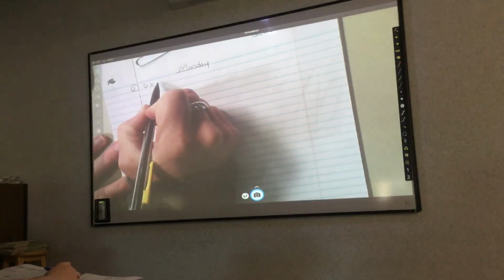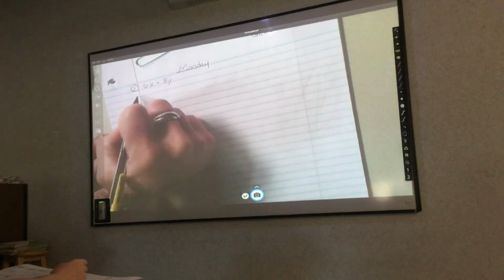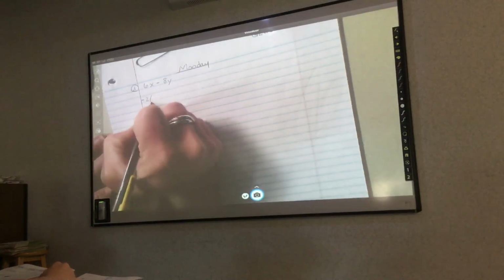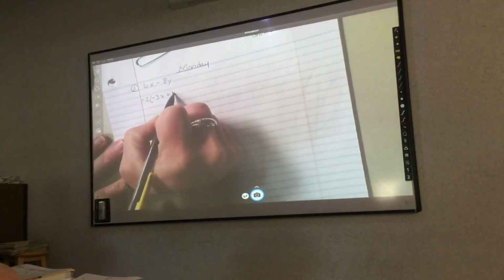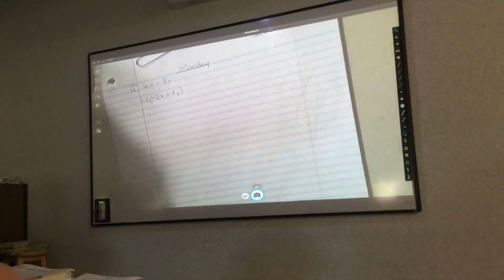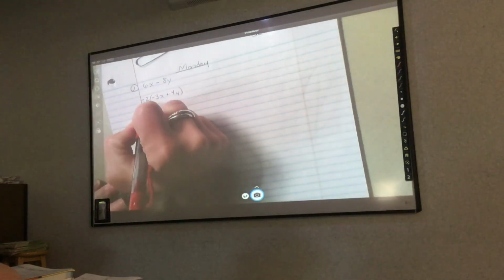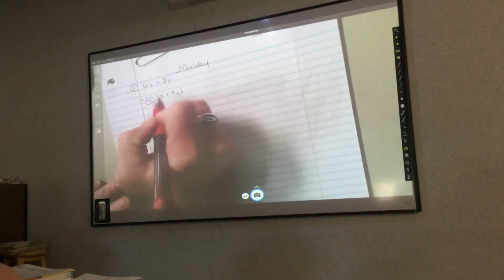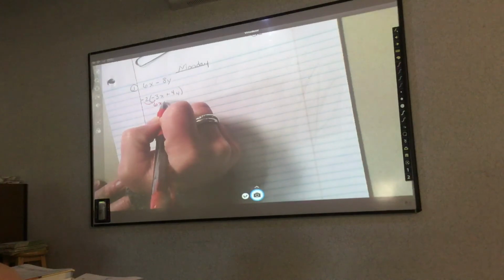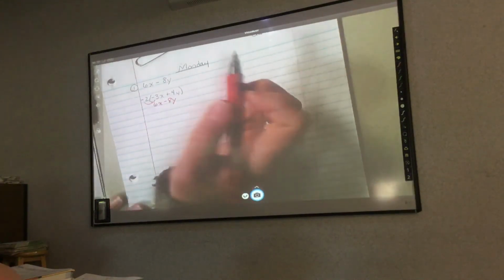So this is equivalent to 6x minus 8y. Our first one is negative 2 times the quantity negative 3x plus 4y. We'll just start with that one right there. What property do we have to do to solve this? Distributive. So a negative times a negative is a positive 6x. A negative times a positive would be a negative 8y. So do we even have to do the second one? Nope.